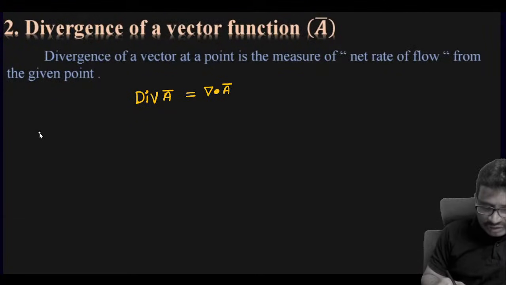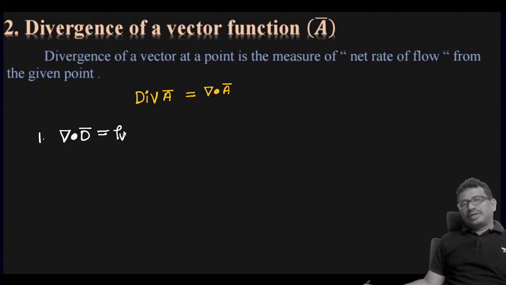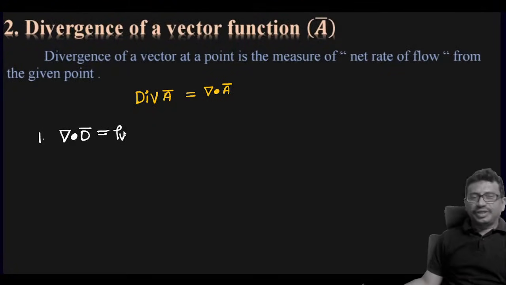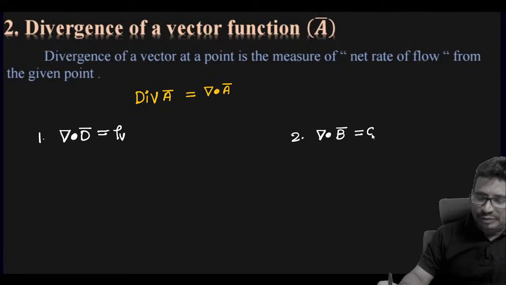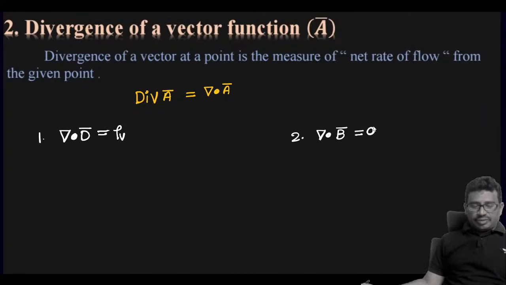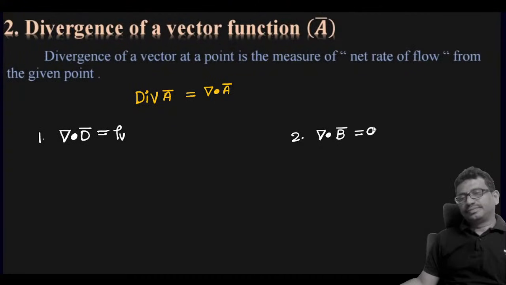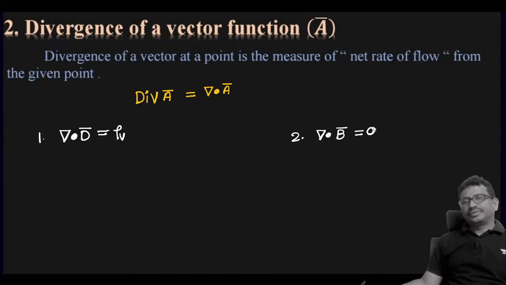One Maxwell's equation is del dot D equal to rho V. Del dot D equal to what? Rho V. And the other equation is del dot B, which is equal to 0. Del dot B equal to 0. Del dot D equal to rho V, and del dot B equal to 0.